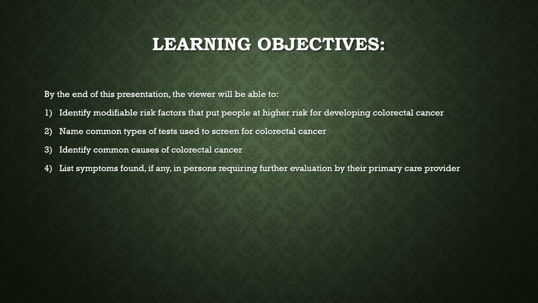The learning objectives of this presentation are that by the end of the video, the viewer will be able to: 1. Identify modifiable risk factors that put persons in higher risk categories for developing colorectal cancer. 2. Be able to name types of tests used for screening for colorectal cancer. 3. Identify common causes of colorectal cancer. And 4. List symptoms found, if any, in persons requiring further evaluation by their primary healthcare provider.